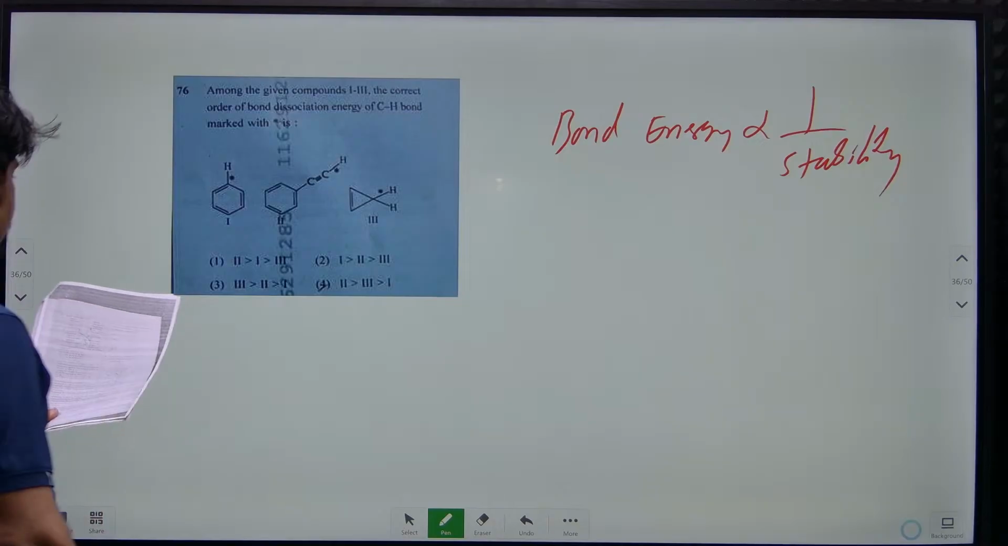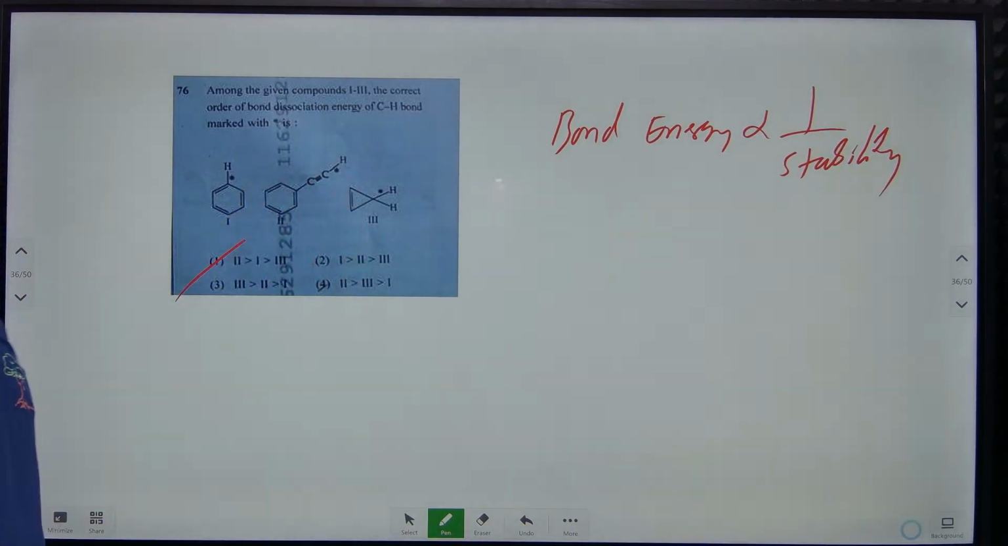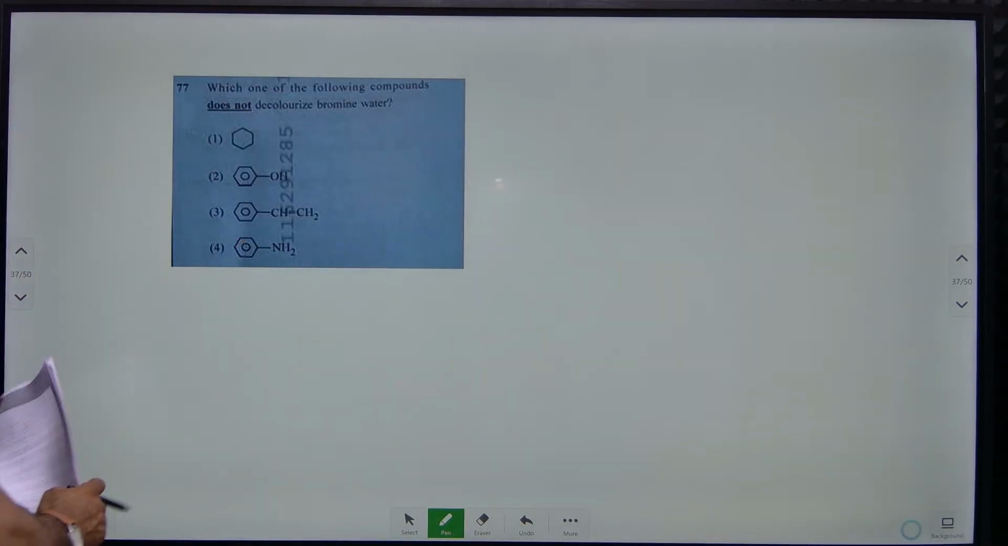So among these, the first option is the right answer for the question. Tomorrow I am going to give a detailed explanation of why the first option is the right answer. Well, dear all, go to the next one.